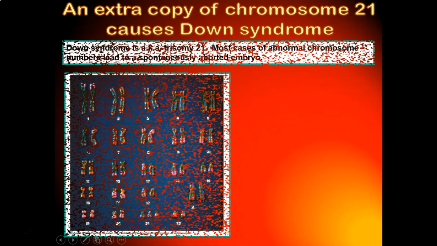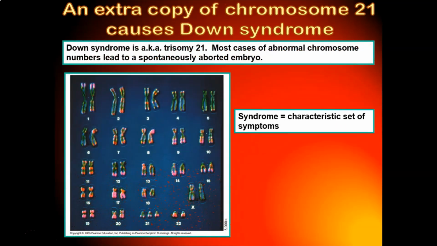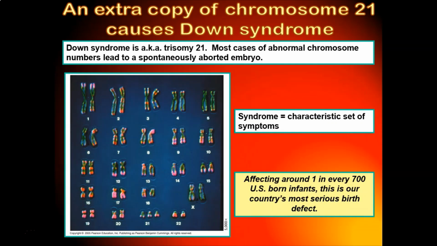Okay, so an extra copy of 21 causes Down syndrome. Okay, so trisomy 21. A syndrome is when you have a characteristic set of symptoms. Okay, and we'll talk about what Down syndrome is in just a second. But it affects about 1 in every 700 U.S.-born infants, right? And it's our country's most serious birth defect. This is a big deal.